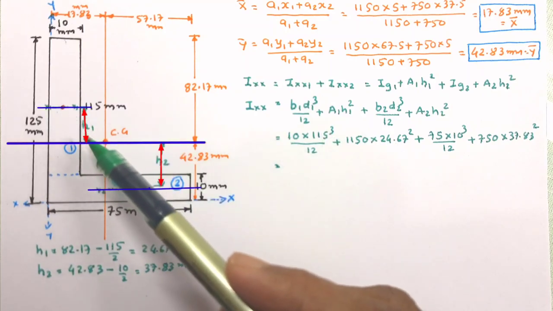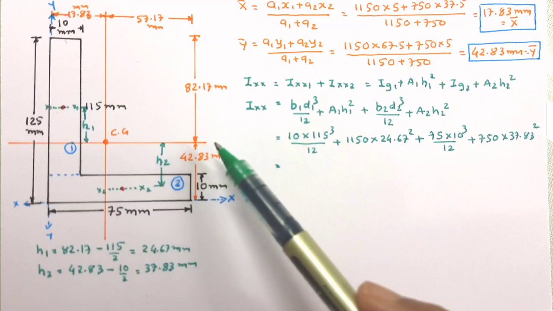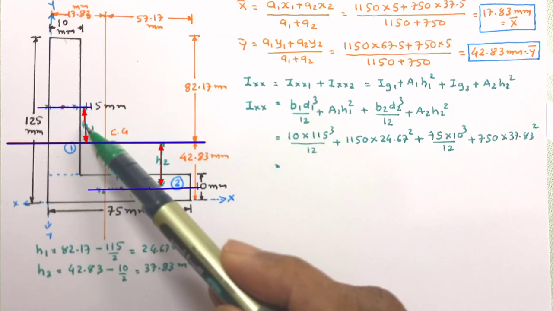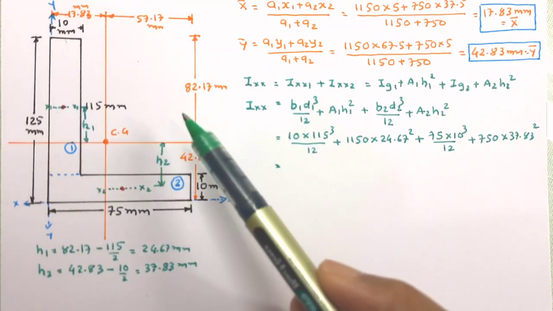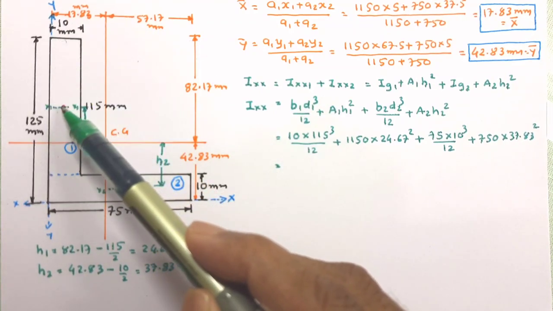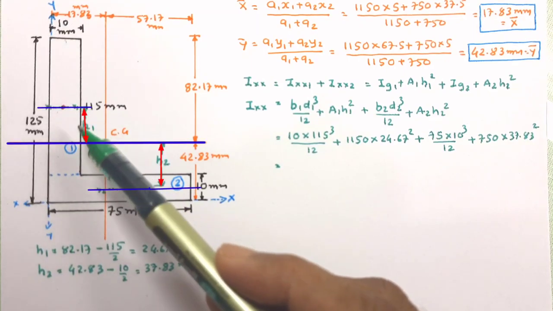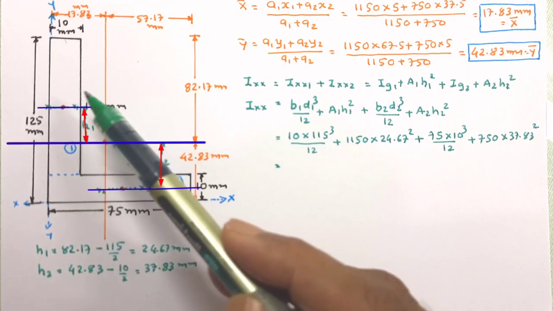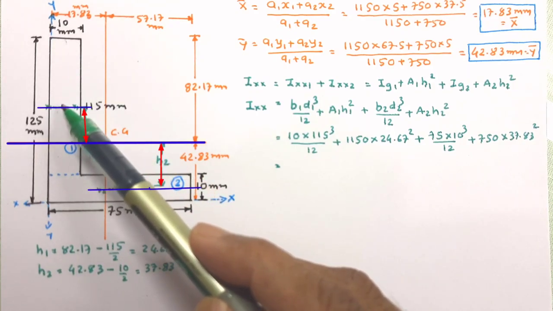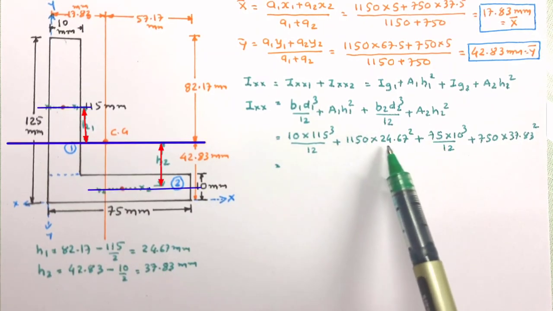H1 is the distance of the centroid of the first figure to the centroid of the complete figure. So this distance is H1. Now this distance, 82.17, is known to us, and if we subtract this much distance, the required H1 distance will be available. We know that the length of the rectangle is 115 mm and this distance will be half of it. So 82.17 minus 115 by 2, that is H1, which is kept here.